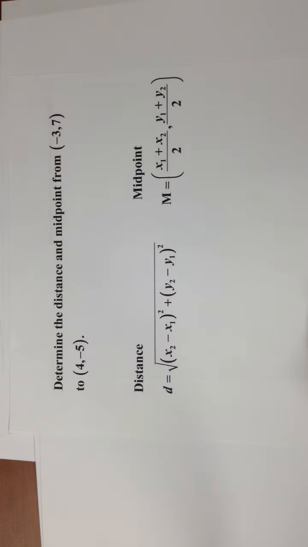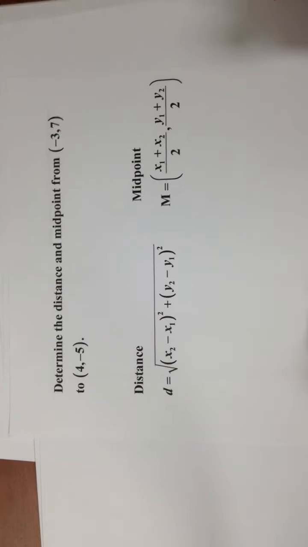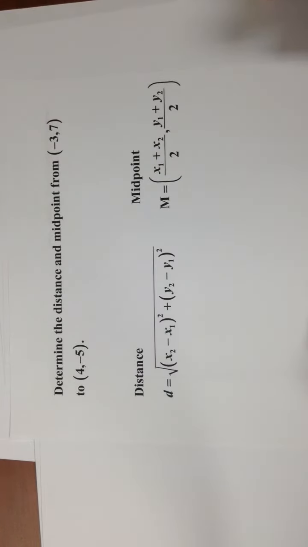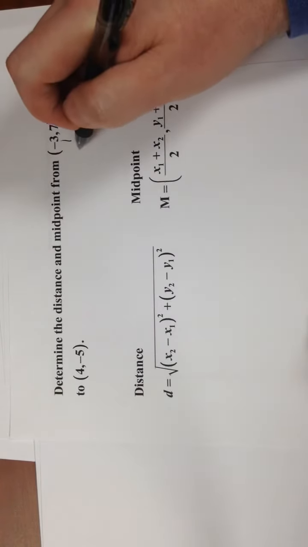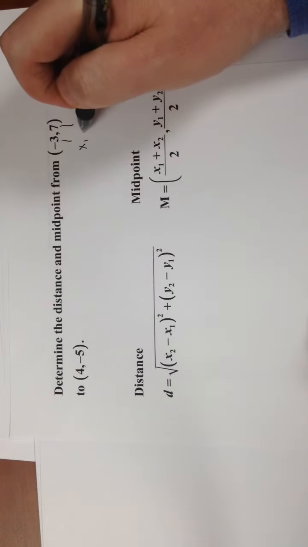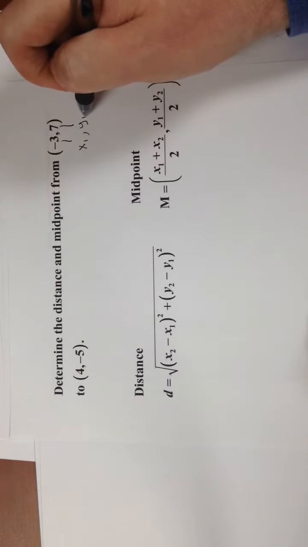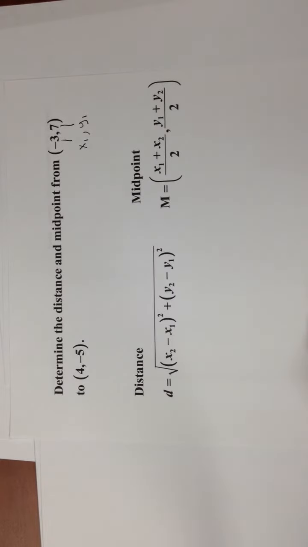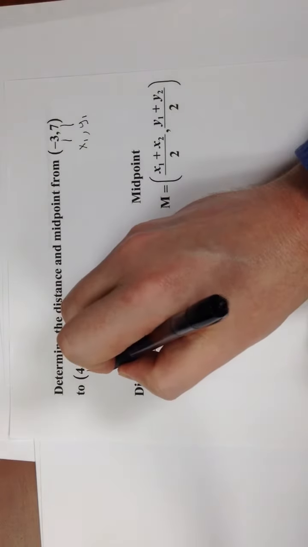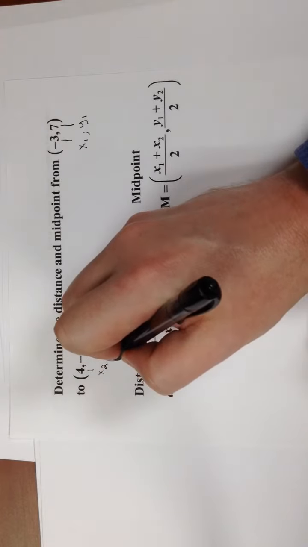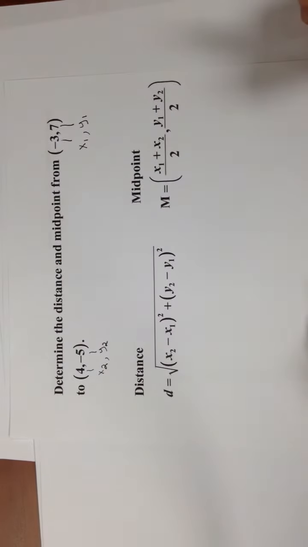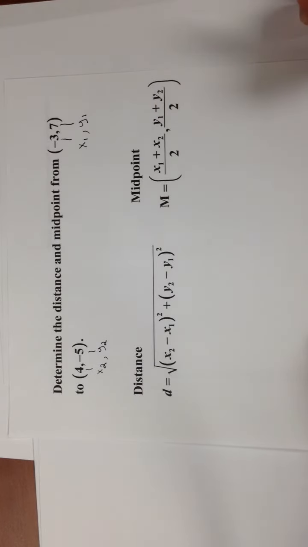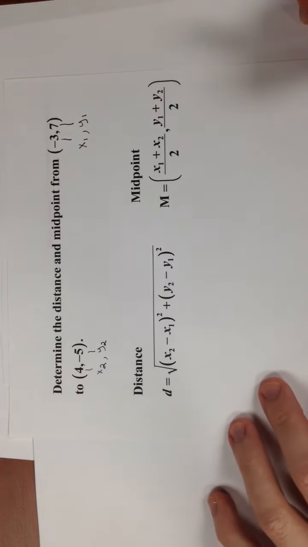And to be able to identify our ordered pairs and coordinates accordingly, for (-3, 7), since that is given first, we'll let (-3, 7) represent (x1, y1). Since (4, -5) is given subsequently, we'll say that 4 will be x2 and -5 will be the second y coordinate. And in the configuration of the distance, we substitute accordingly.